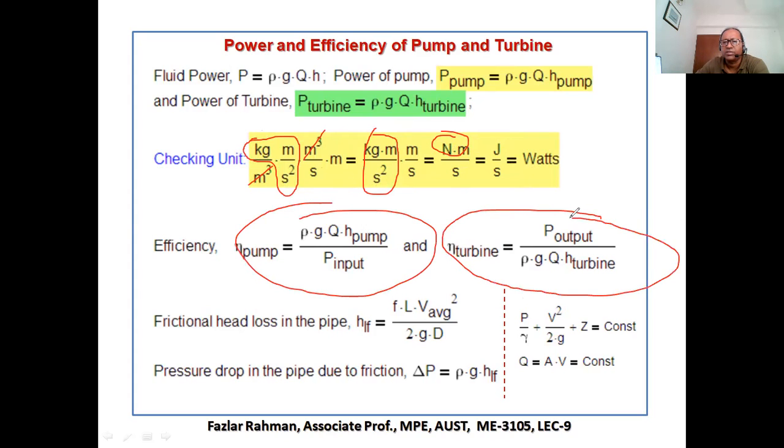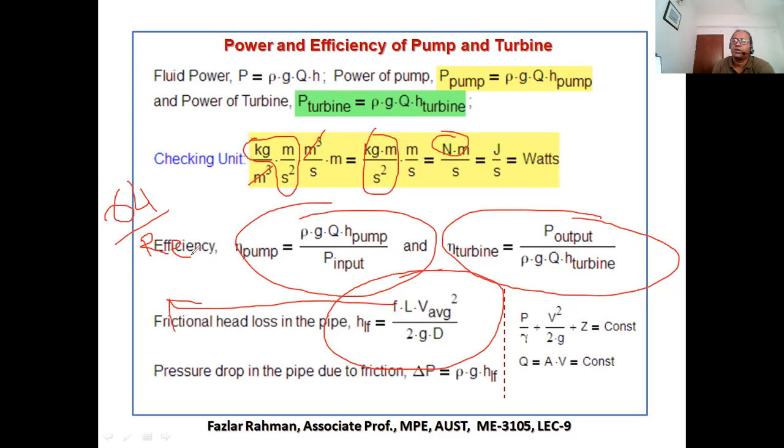This is the formula for the efficiency of the turbine. Then how will we figure out the frictional loss? By this formula. That's Darcy-Weisbach's equation, where f is the friction factor. If flow is laminar, then you can directly use the formula 64 by Reynolds number. But if flow is turbulent, then you need to use the bigger equation, or you need to use the Moody chart. If you use the Moody chart, you can figure out both laminar and turbulent flow.